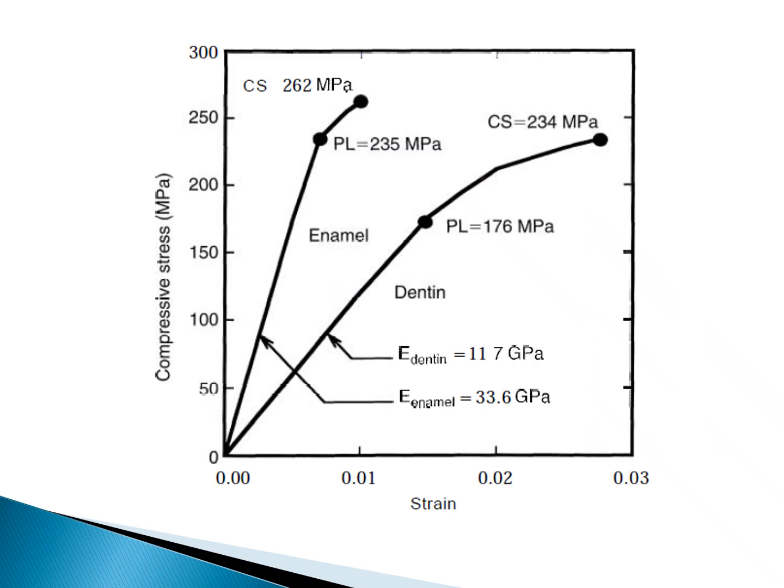So this is a curve which shows the property of enamel and dentine under load. You can see that the enamel has a proportional limit of 235 MPa and a fracture strength of 262 MPa. Similarly, dentine has a proportional limit of 176 MPa and a fracture strength, or a compressive stress, of 234 MPa.